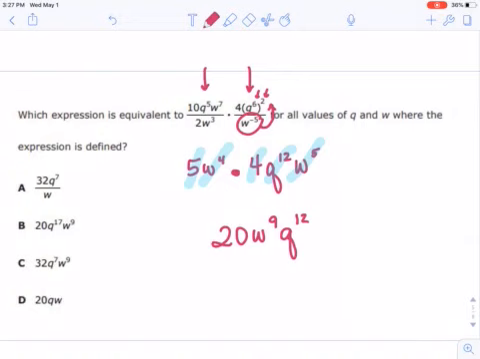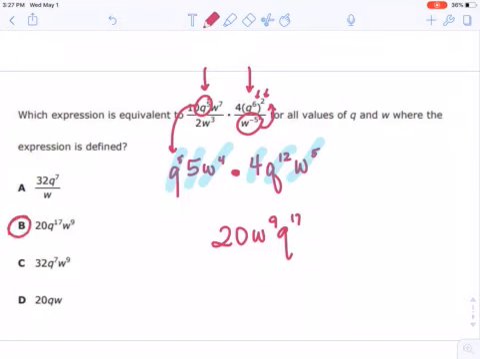Did I do something wrong? Oh, I forgot my q to the 5th. I'm going to leave this in the video just to prove to you that sometimes we make mistakes. So q to the 5th needs to be combined with that q to the 12th, now we're on track, to give you q to the 17th.